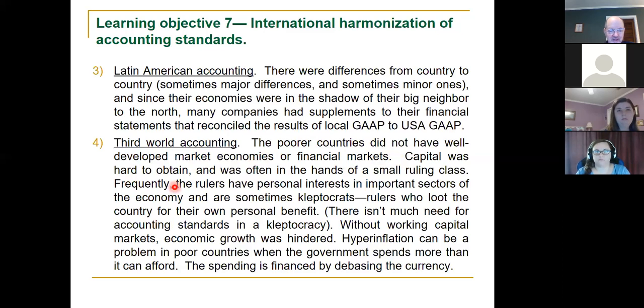Capital was hard to obtain and was often in the hands of a small ruling class. Frequently, the rulers have personal interests in important sectors of the economy and are sometimes kleptocrats, rulers who loot the country for their own personal benefit. And there isn't much need for accounting standards in a kleptocracy. And let me back up a little bit.